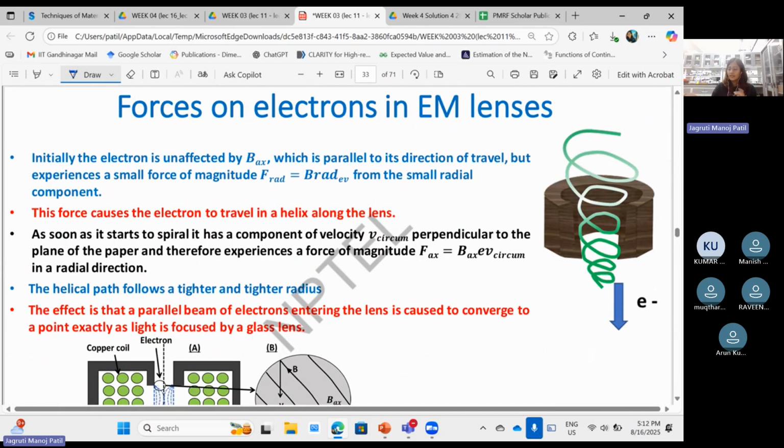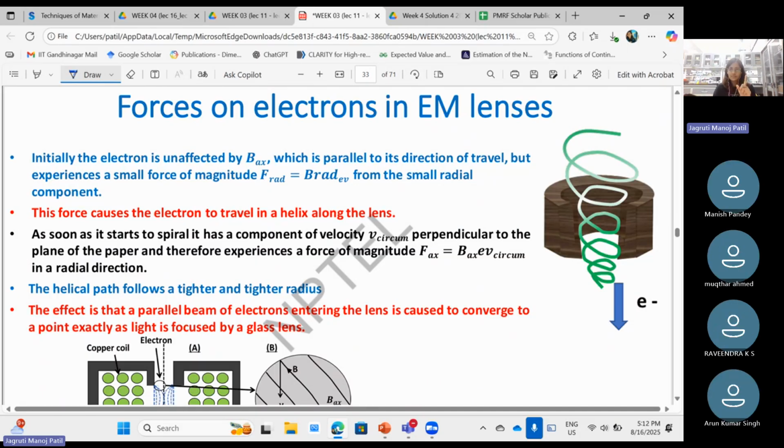When an unaffected electron passes through the axis of the microscope, it will experience this radial force, that is B radial, times E V. So the charge of the electron is multiplied, and this is a cross product with the velocity. Now it travels helically so that we can focus the beam, or converge it to a point that we exactly want.